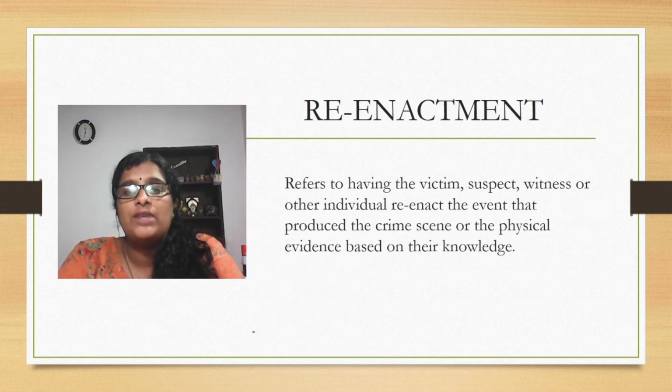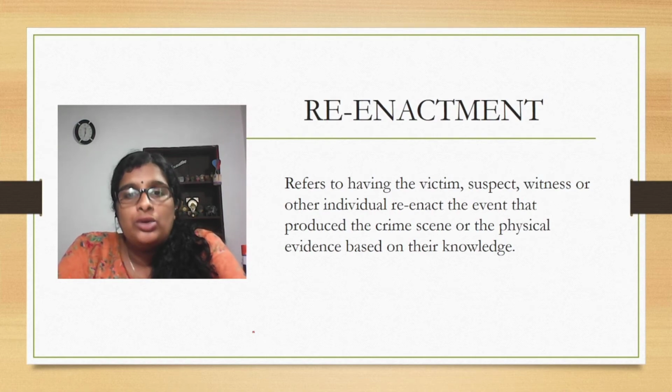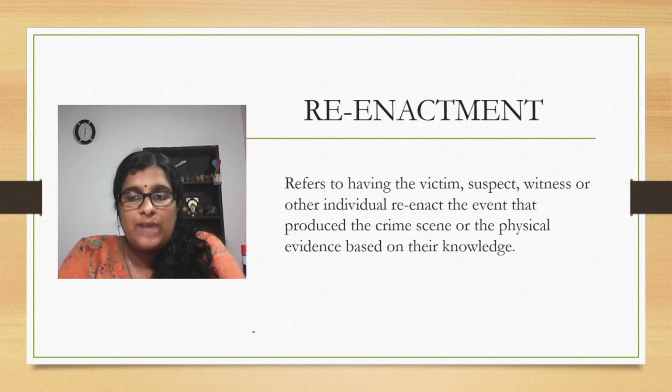Reenactment refers to having the victim, suspect, witness, or other individual reenact the event that produced the crime scene or physical evidence, based on their knowledge. Say, if I am the victim, I can tell the investigating officer, the police officer, the whole event, what happened to me. Or if an eyewitness is there, the eyewitness can say that all these things happened at the crime scene: I saw these things, he was coming from that side, he committed this crime, and after committing the crime he fled.